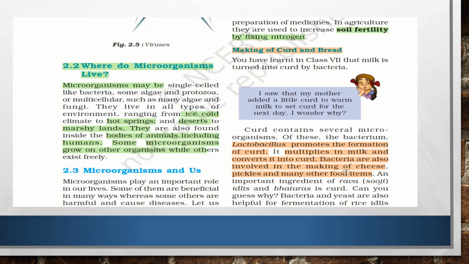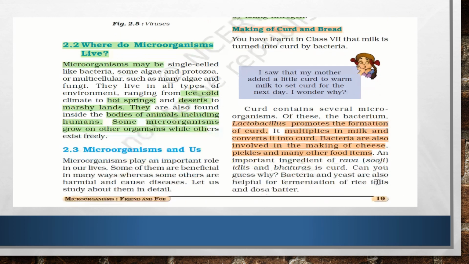Now another important thing is that whenever you are preparing anything out of rava, like idlis, suji, baturas and so on, we use curd, and curd is mainly used for fermentation. The bread making industry also uses microorganisms like yeast, and cakes and so on are made with the presence of bacteria and yeast to help the fermentation. This fermentation process occurs in rice idli as well as dosa batter. So you can see that these are all beneficial effects of bacteria.